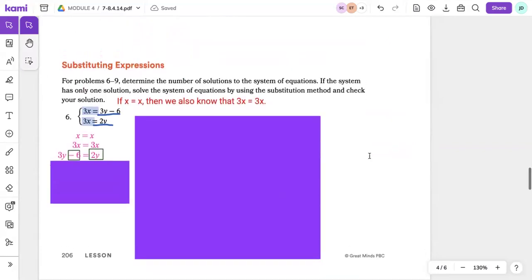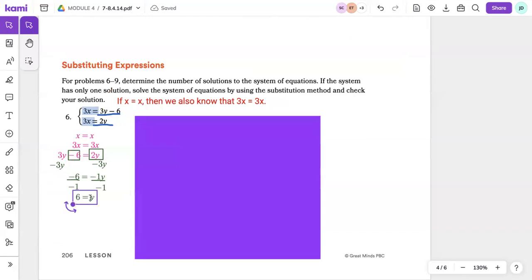So number 6 looks a little more complicated. We don't have just a y equals or an x equals. But what we do know is if x equals x, then we know that 3x equals 3x. That's our multiplication property of equality. If we multiply something by both sides, it still stays true. So if we know 3x equals 3x, we can replace 3x with 3y minus 6 and 3x with 2y, and then solve. Let me know when you solve for this what you get for y.